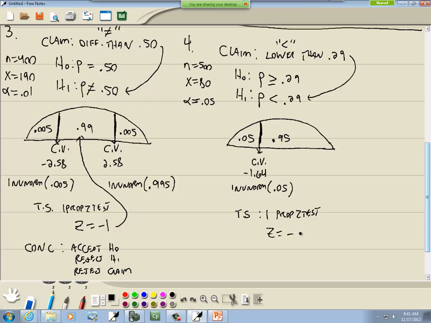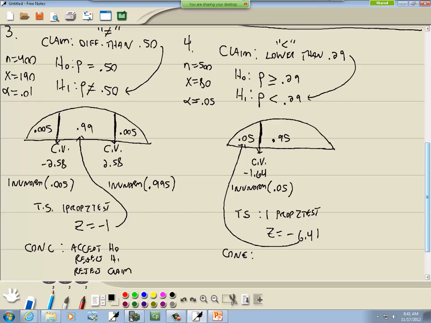Negative 6.41. How many decimal places? It depends on how close it is to your critical value. If we came up with negative 1.64 here, we'd need to take in more decimal places so we could see if it's on the left side or the right side. Well, here's a number line. Here's negative 1.64. Negative 6.41 would fall over here.